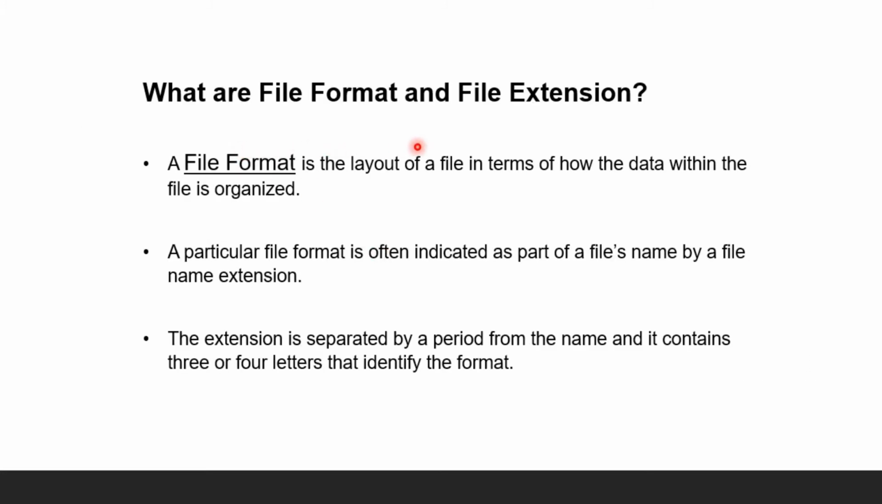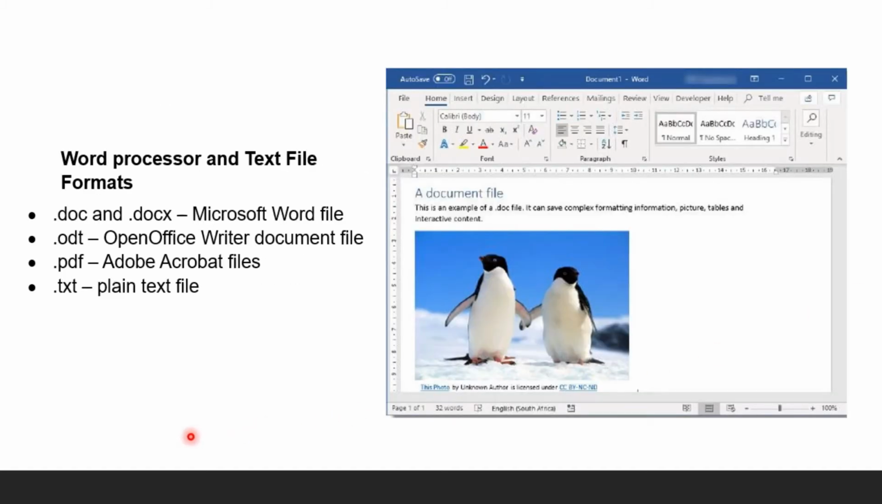What are file format and file extension anyway? When we say file format, it is the layout of a file in terms of how the data within the file is organized. A particular file format is often indicated as part of a file's name by a file name extension. The extension is separated by a period from the name and contains 3 or 4 letters that identify the format. Here are examples of file formats and their file extensions.